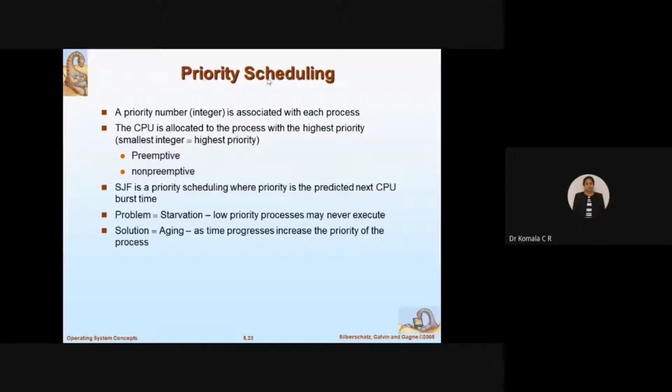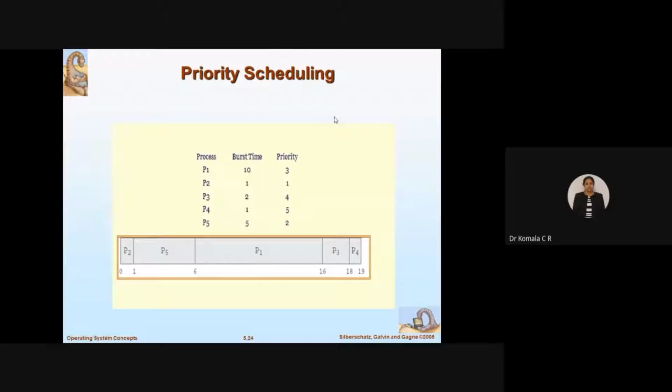So coming to priority scheduling. Here a priority number, an integer, is associated with each process. I'll give the priority only. You have to do P1 first, then P3 next. Based on that, I will give some integer. How is that? You can see in the example here.